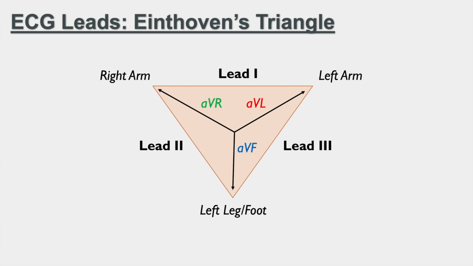So with regards to the augmented leads, you can remember the positive electrode by basically what the lead is called. If it's AVR, it's R for right, and the right arm acts as the positive electrode in this case. If it's AVL, L for left arm, the left arm acts as the positive electrode. And with regards to AVF, F is for foot, it points toward the foot. The foot, left foot particularly, acts as the positive electrode. So this is how we can remember how these leads and augmented leads function.